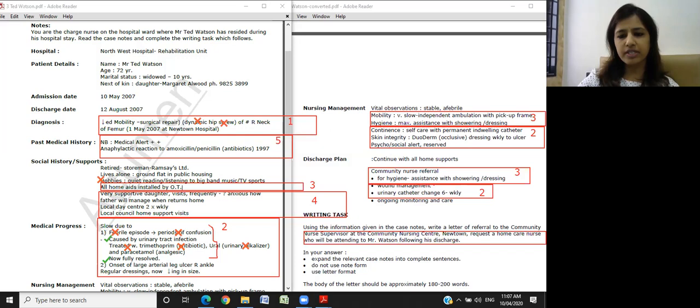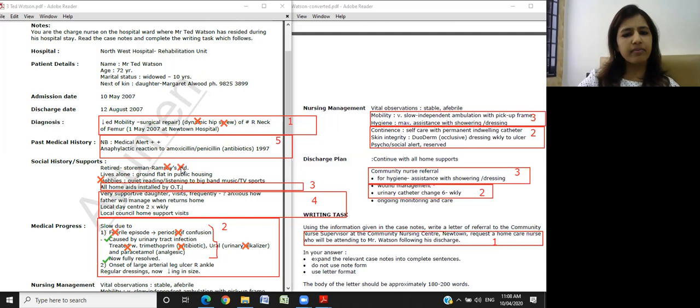I would have to say, please arrange a home care nurse to help this patient or to visit this patient daily at home. So this is my paragraphing. Now, there will be some pieces of information which, whether you include them or not, is not going to make a huge difference. Like, for example, here, if you say retired storeman, now he's already retired. So it really doesn't matter where he worked, right?